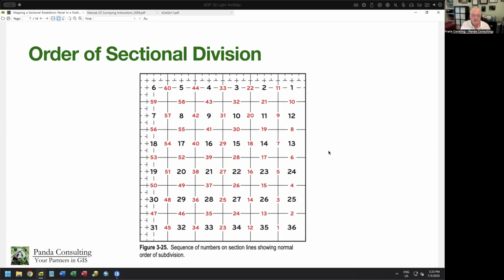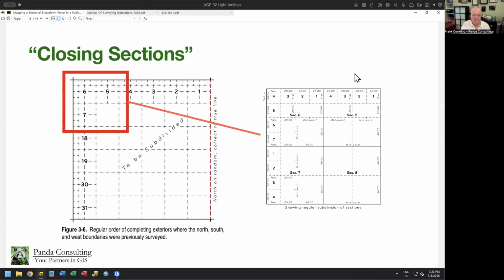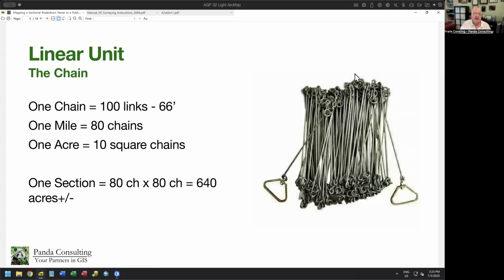Now, if you remember those chains that I had talked about, these chains are just a bunch of little links tied together. And when you're taking those links and measuring 66 feet at a time, those links will sometimes, because these are not over roads, this is through mud and dirt and rivers and everything, you go and drag them. Sometimes they would stretch out.